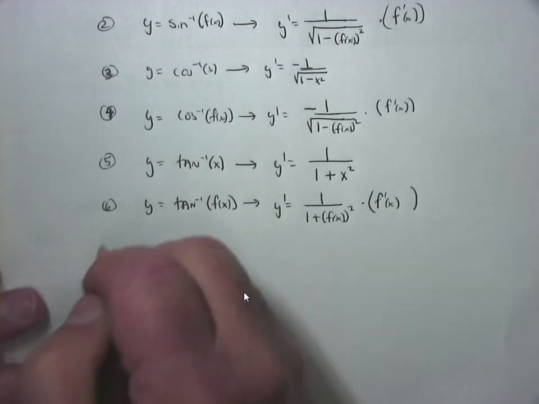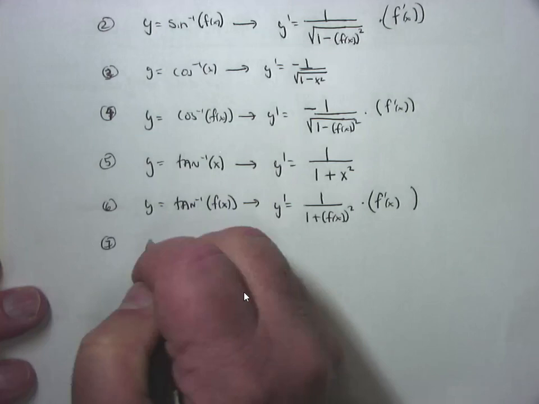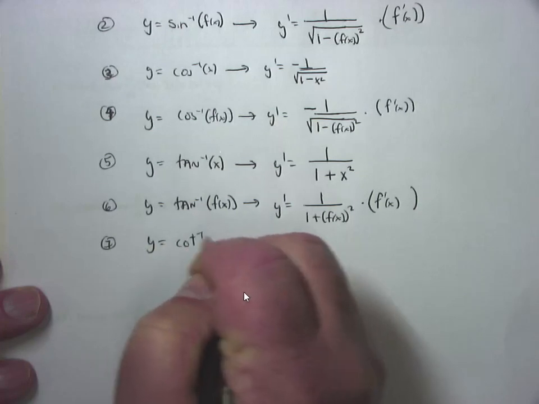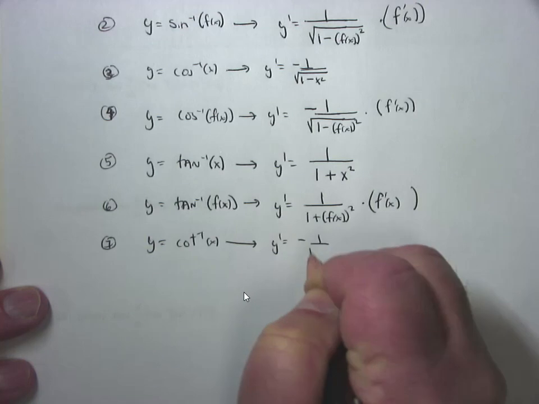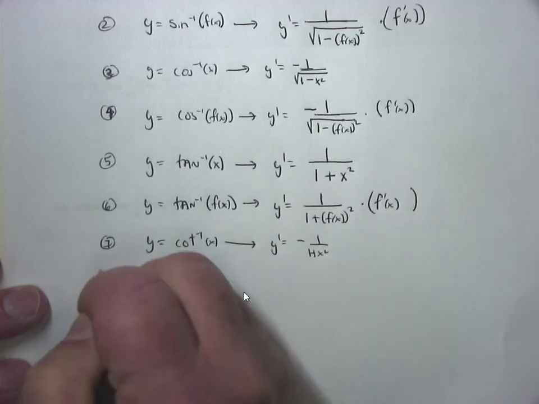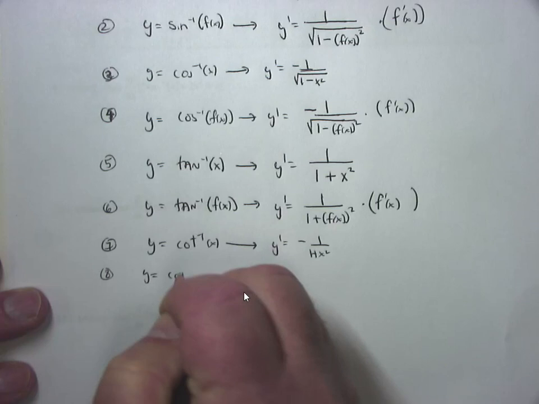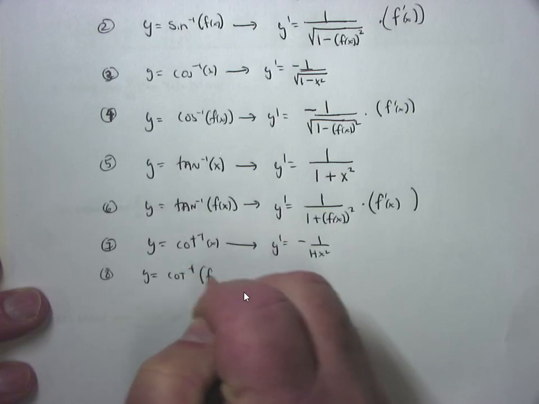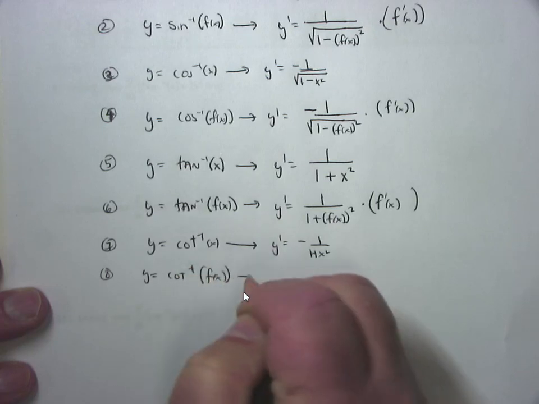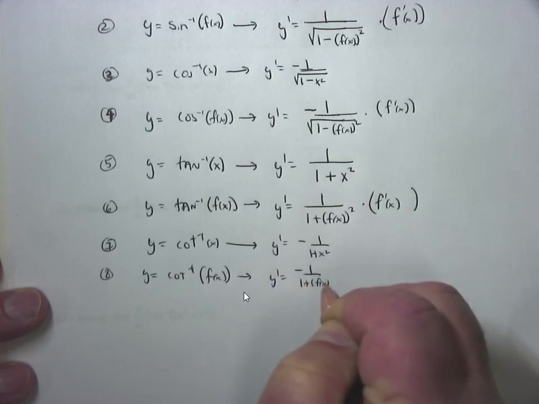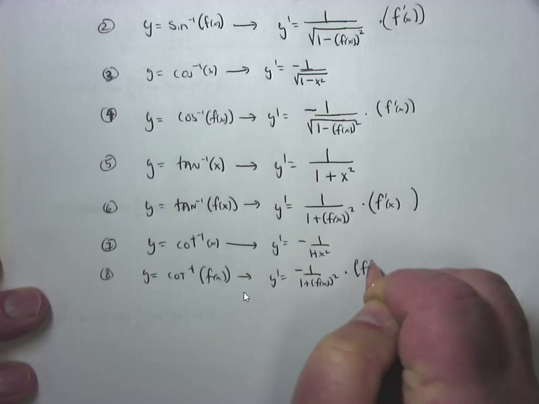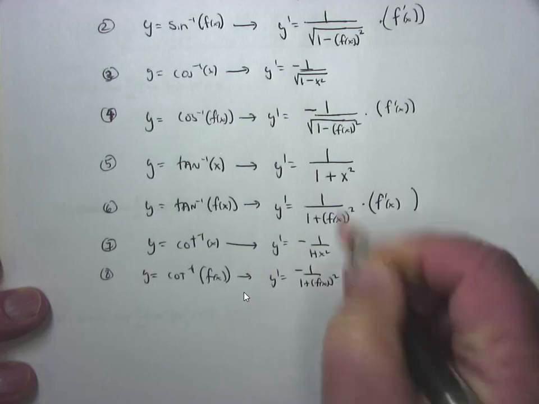Then, of course, you get 2 for free, number 7 and number 8. If y equals the cotangent inverse of x, then y prime equals negative 1 over 1 plus x squared. And number 8, if y equals the cotangent inverse of a function, then y prime equals negative 1 over 1 plus the function squared times the derivative of the inside. Same thing.